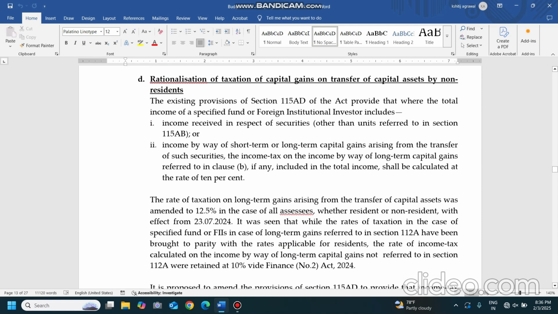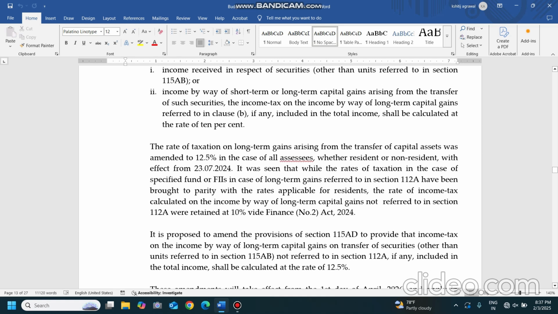Now coming to the other point, the last point in case of capital gains. There, it is in respect of non-residents. Capital gain in respect of non-residents. All the rates were changed. We know that in Finance Act 2024, various rates of capital gain tax were changed; for long term it was changed from 10% to 12%.